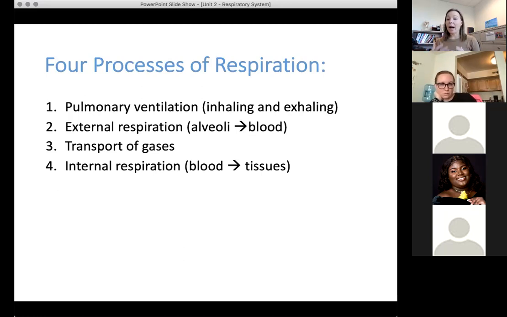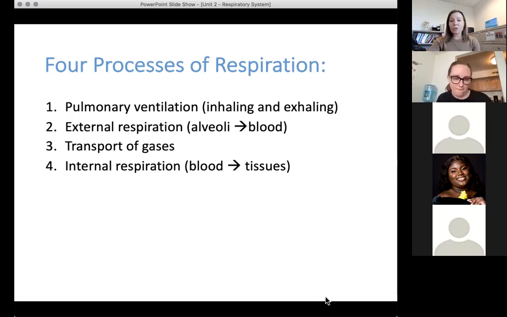And then while those gases are in your body, they're transported by the blood. So oxygen is moving deeper into the body. It's going towards your tissues, while carbon dioxide is being carried away from the tissues because it's a waste product that you want to get rid of ultimately. And then internal respiration is gas exchange at the tissue level. So that's the actual movement of oxygen into the tissue and carbon dioxide out of a tissue.